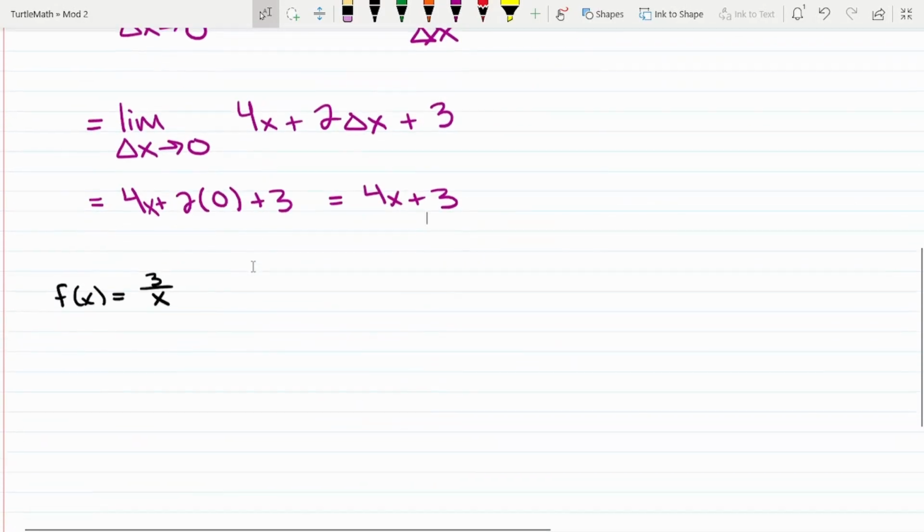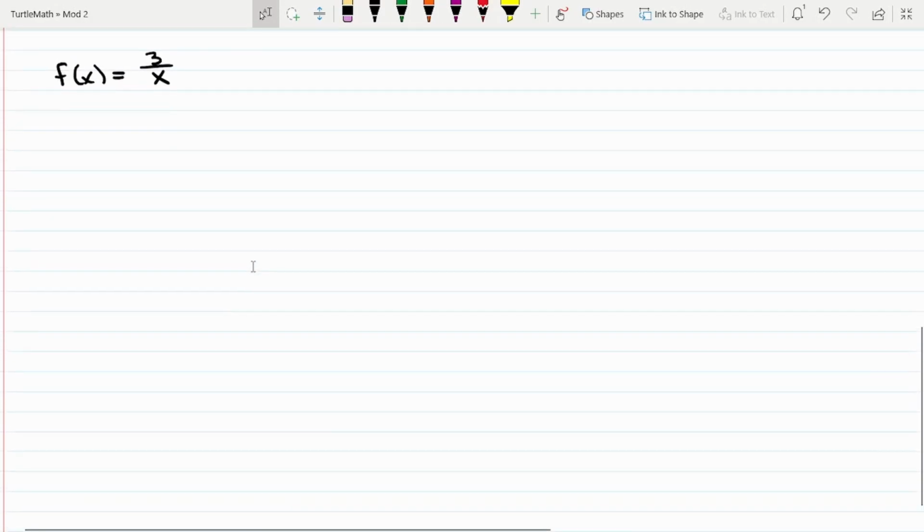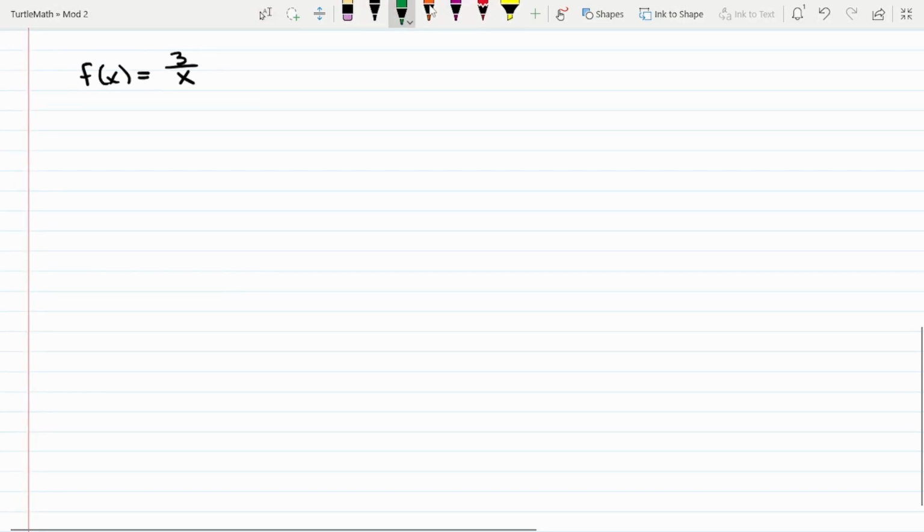So let's go ahead and see if you can do this one on your own. So pause the video, take a few minutes, see if you can figure it out. Alrighty, so let's go ahead and do it together now. So our first step is going to be to rewrite everything with our limit as delta x approaches 0.